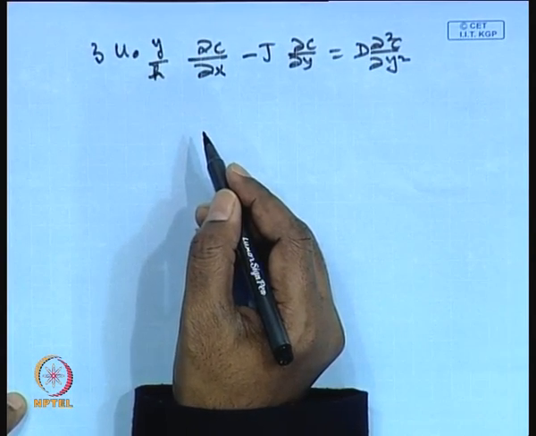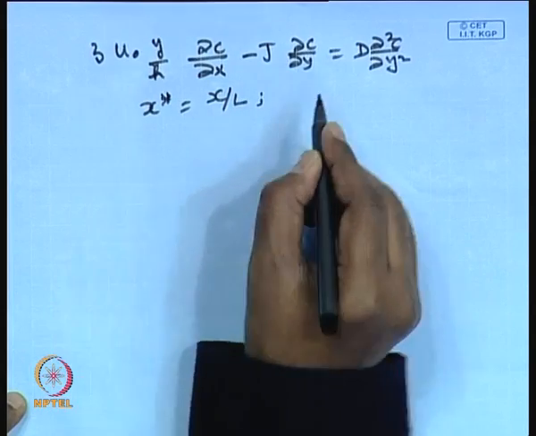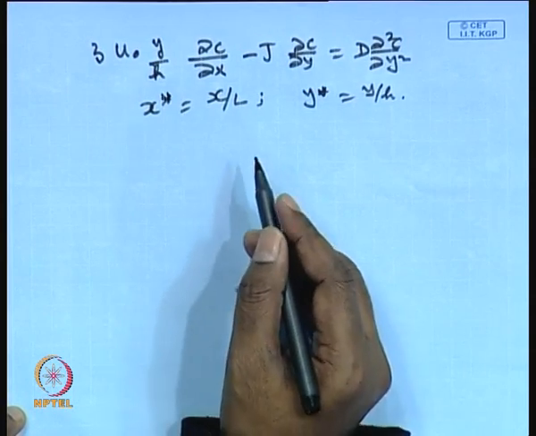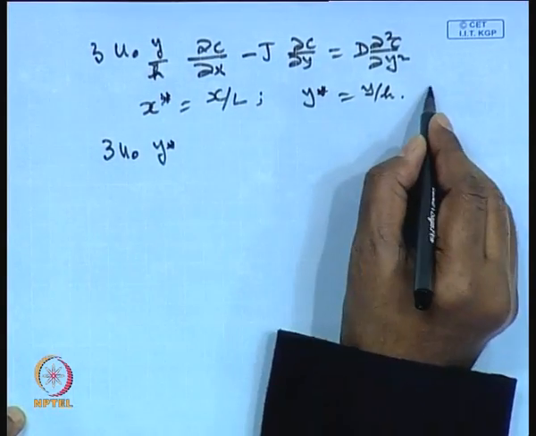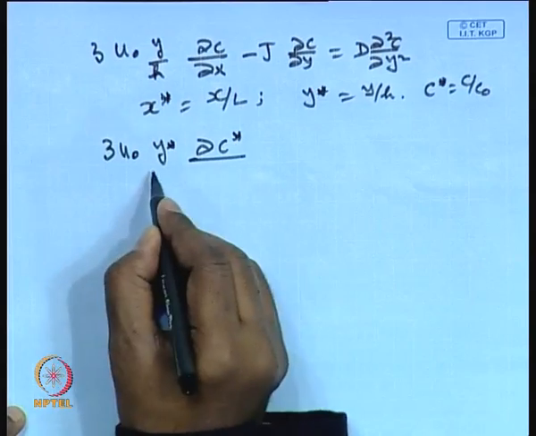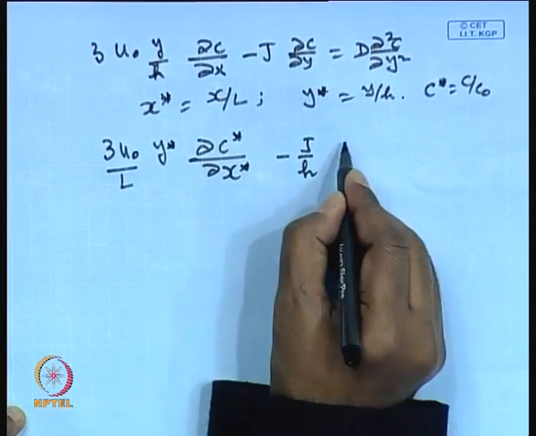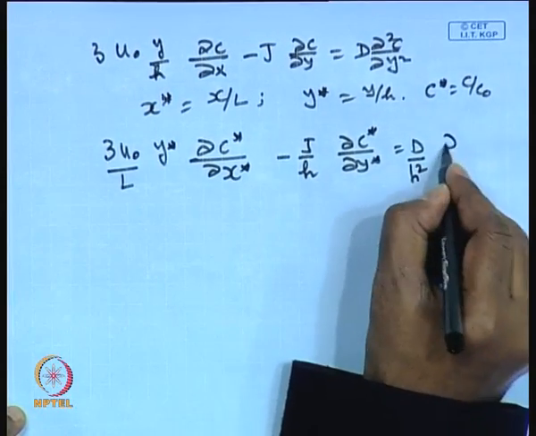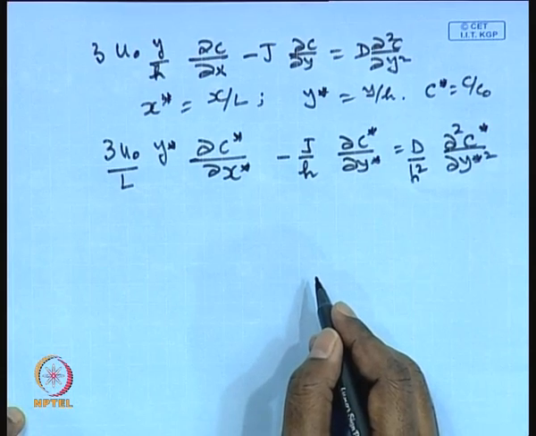Now we make this equation non-dimensional, that will be easier for us. So we write x star is equal to x by L, y star is equal to y by h. L is the characteristic length in the x direction, h is the characteristic length in the y direction. If you do that, this becomes 3 u 0 y by h, which itself is y star, and we make c star is equal to c by c naught, with the bulk concentration. So this becomes del c star del x star, there will be one L coming out, minus j over h del c star del y star equal to D by h square del square c star del y star square. Okay, multiply both sides by h square by D.